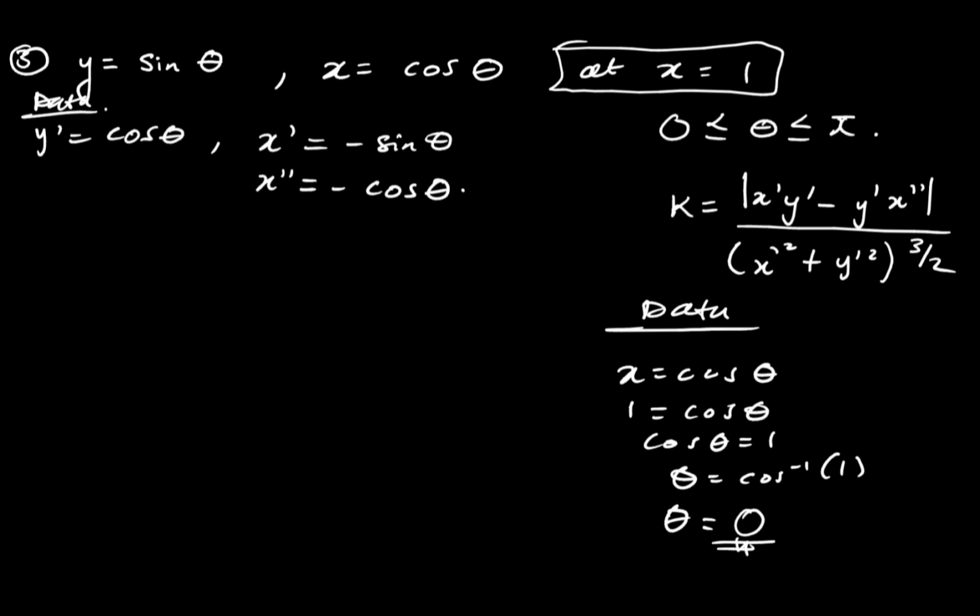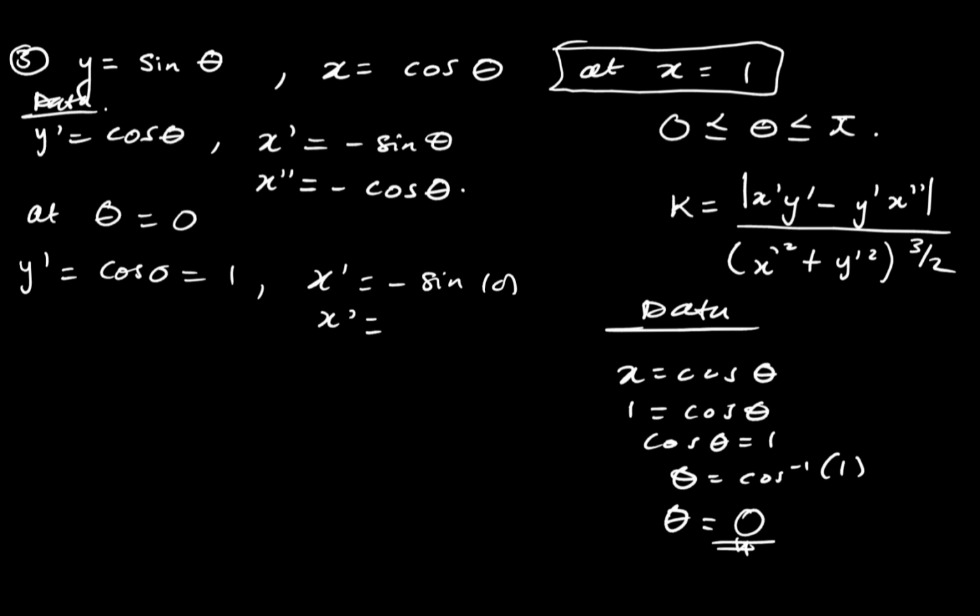So now we have theta. We can evaluate these points at the given value of theta. At theta equal to 0, y prime is equal to cos 0, giving me 1. Then x prime at theta equal to 0 gives me 0. Then x prime prime at theta equal to 0 gives me negative cos 0, which is negative 1.